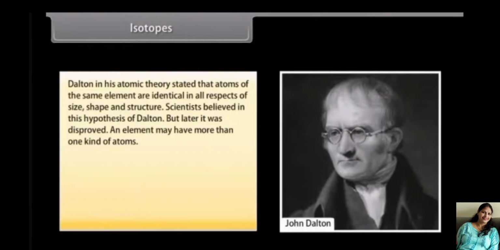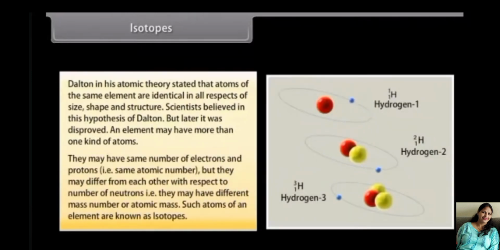Now another term is isotopes. Dalton in his atomic theory stated the atoms of the same element are identical in all respects of size, shape and structure. Scientists believed in this hypothesis of Dalton, but later it was disproved. An element may have more than one kind of atom. See the example. They may have same number of electrons and protons, but they may differ from each other with respect to number of neutrons. For example, hydrogen.